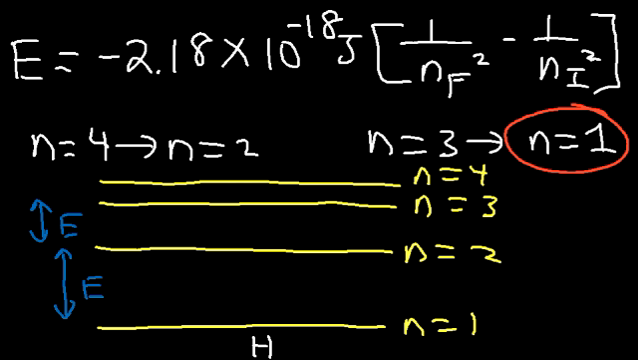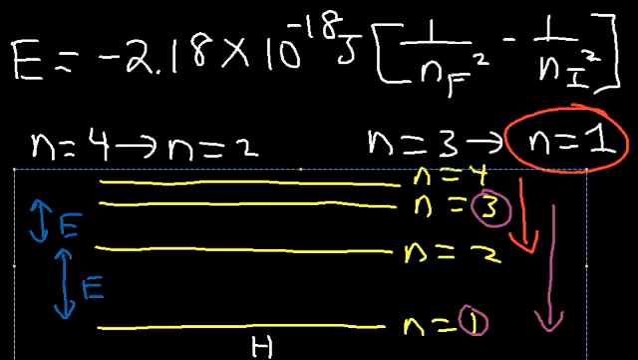So a transition going from the fourth energy level to the second will release less energy than a transition from the third to the first. As you can see, the distance between the third energy level and the first energy level is much greater than the distance between the second and the fourth energy level. Now, if you're ever unsure, you can use the equation to get the answer.